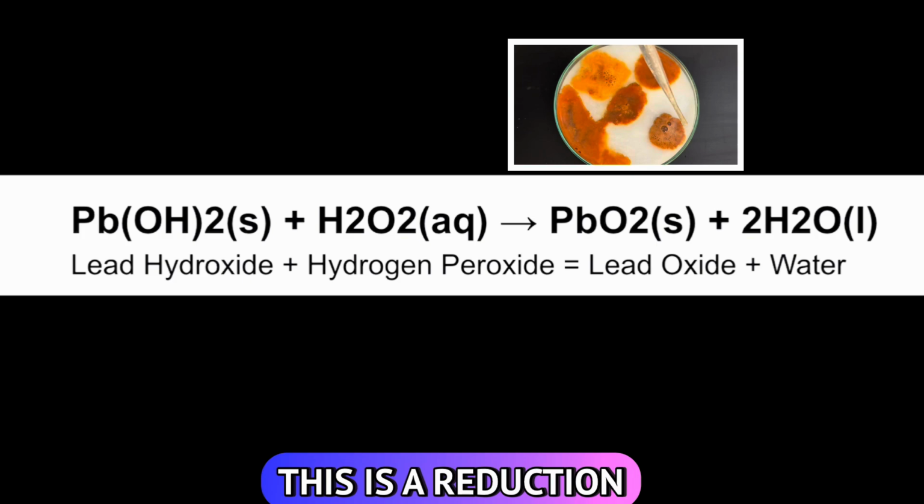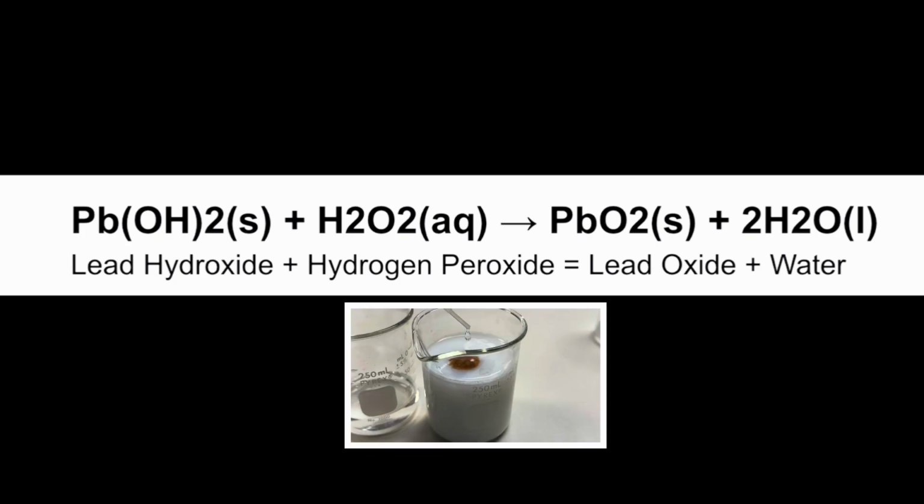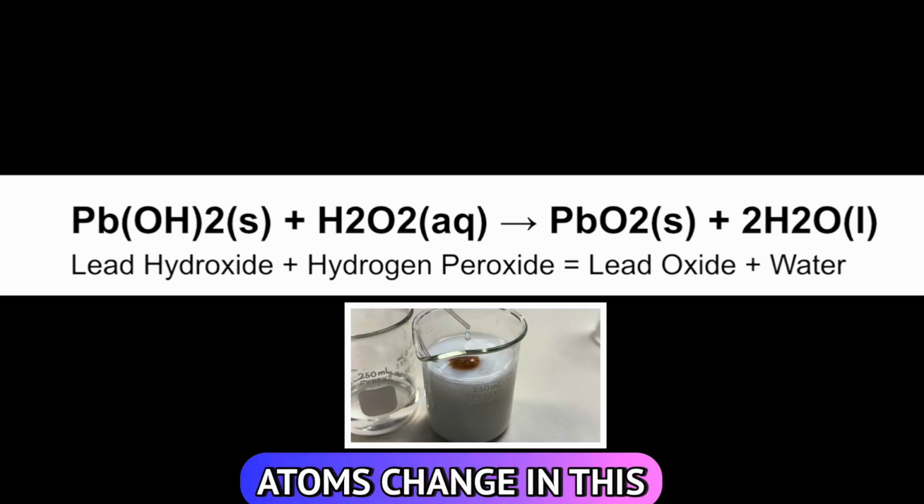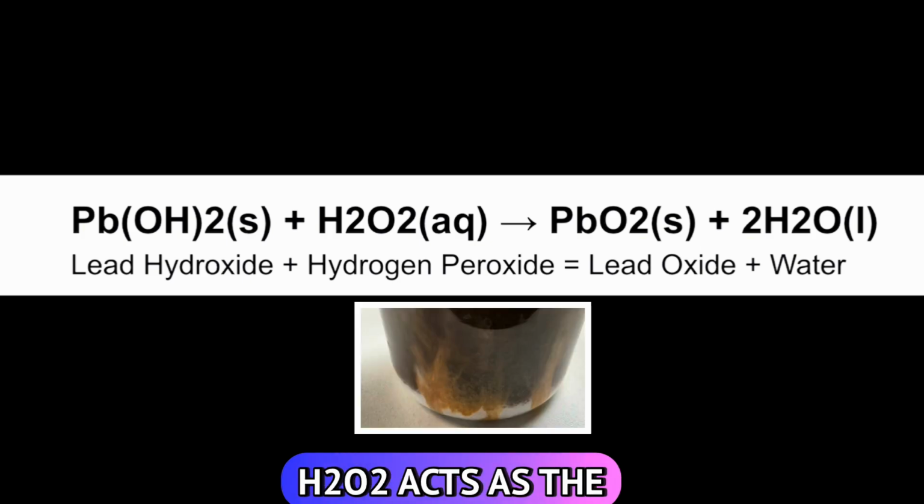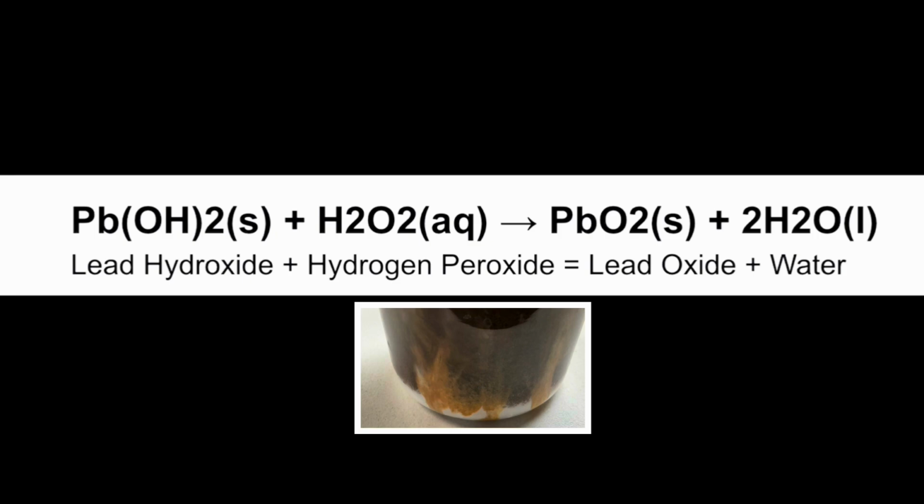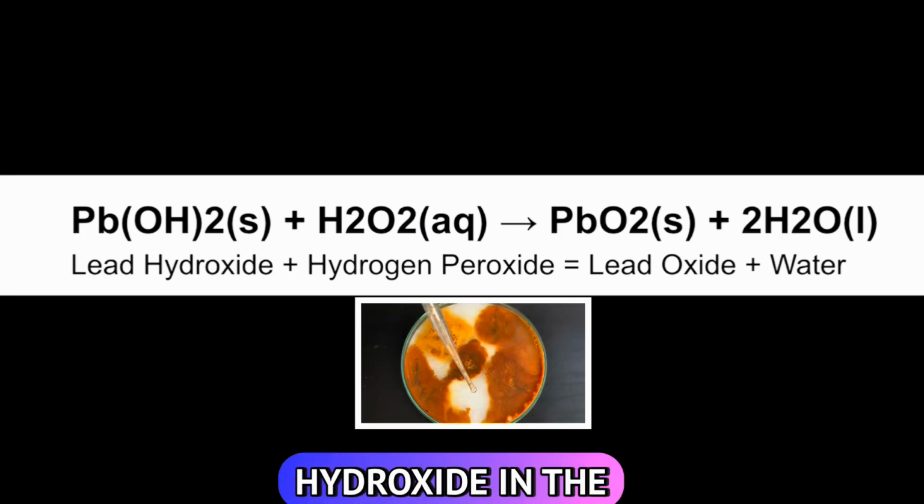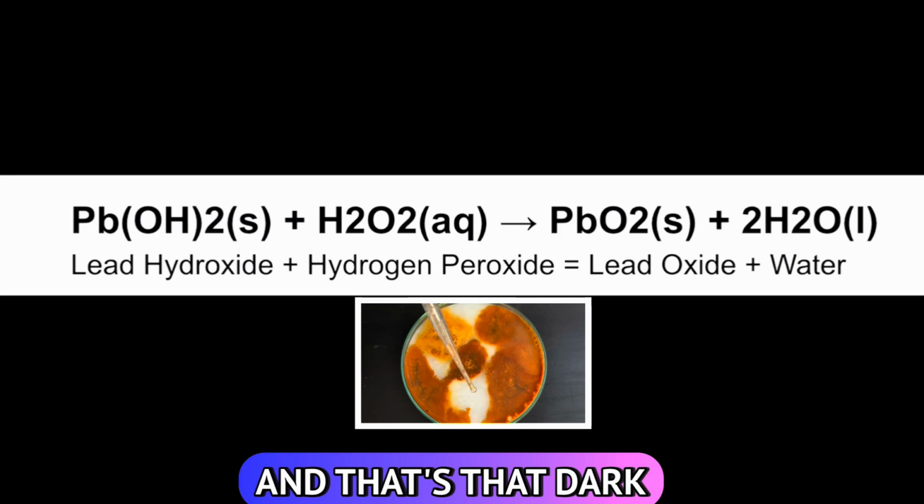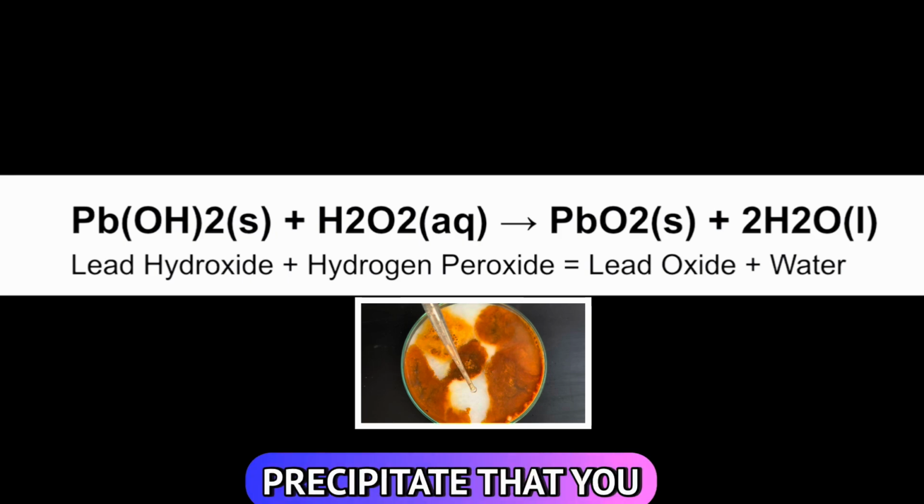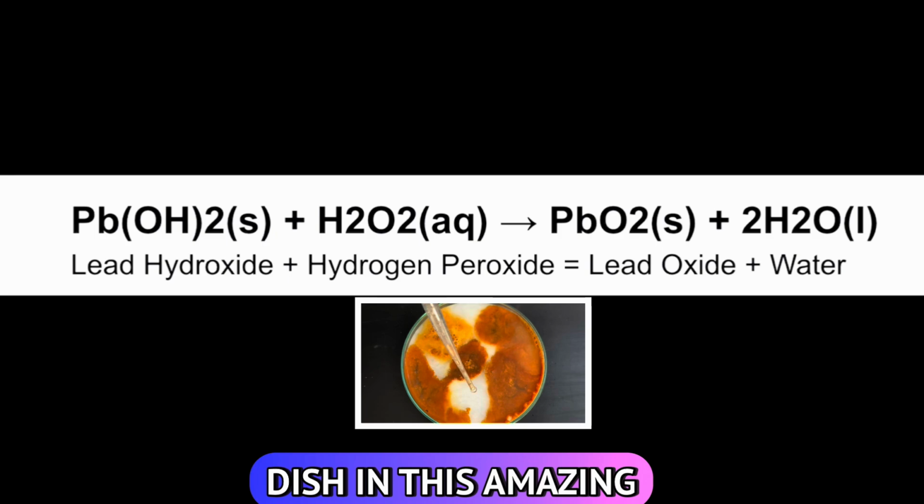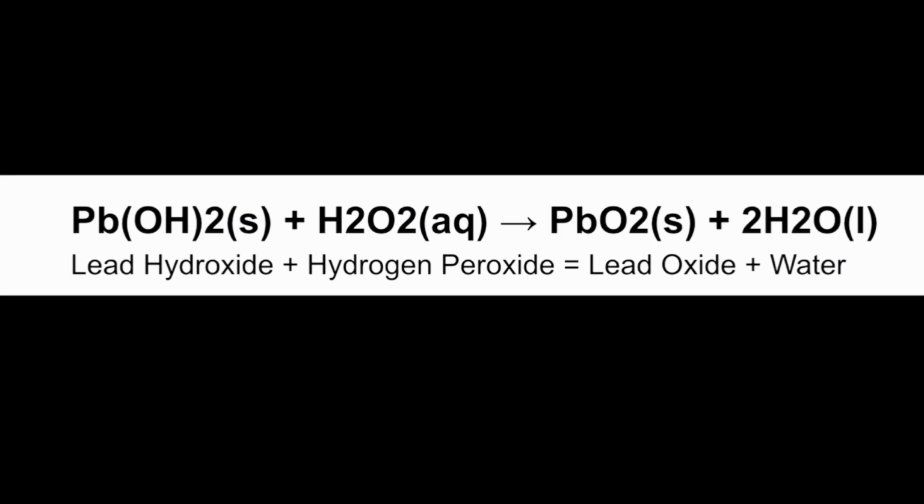Now, this is a reduction oxidation reaction. Since the oxidation state of oxygen atoms change, in this specific reaction, H2O2 acts as the oxidizing agent, and oxygen in its reduced form changes from an oxidation state of -1 to -2. But it also fits the pattern of a decomposition reaction, as lead 2 hydroxide in the presence of hydrogen peroxide forms the more stable lead 2 oxide and water. And that's that dark brown orange precipitate that you saw form in the petri dish in this amazing redox reaction.